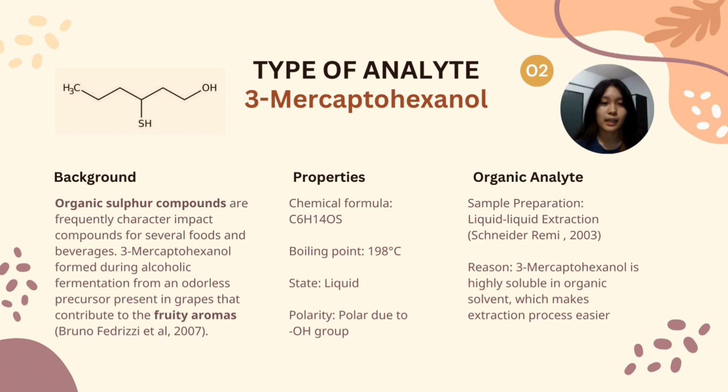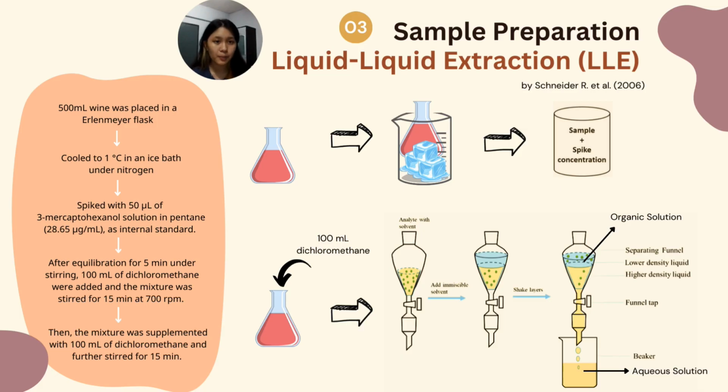For this organic analyte, we suggest liquid-liquid extraction for the sample preparation. This is because it is highly soluble in organic solvent, which can make the extraction process easier. Now we come to sample preparation, where liquid-liquid extraction is used. First, 500 ml wine was placed in an aluminium flask and cooled to 1 degree Celsius in an ice bath under nitrogen. It is spiked with 50 microliters of 3-mercaptohexanol solution in pentane as internal standard.